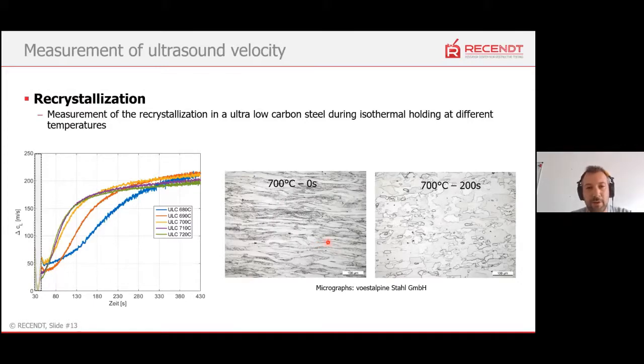On the left one is the initial state where the texture is in rolling direction. And on the right side, there's a micrograph where the recrystallization is completely done. On the left, we can see the change in the ultrasound velocity. As you can see here, the higher the temperature, the faster the recrystallization is done.